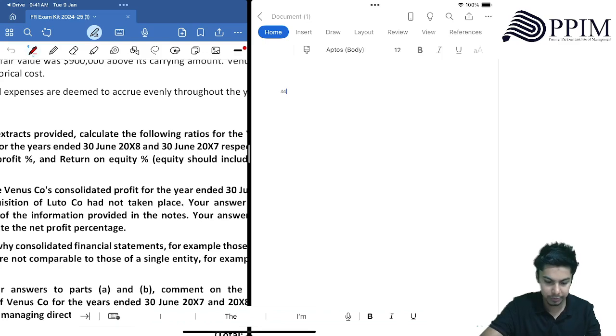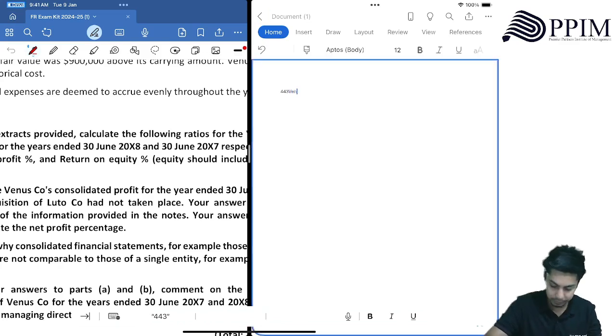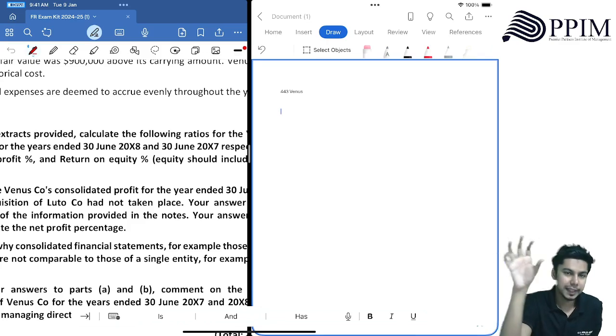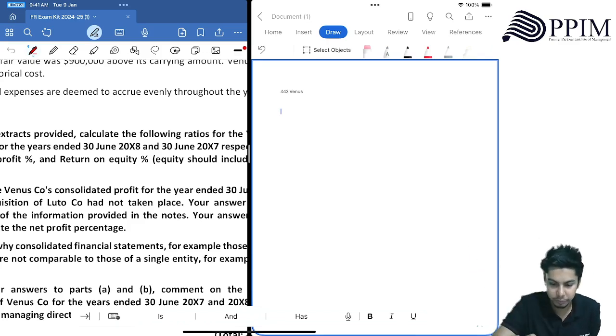So guys, mark it over there. Question number 443, Venus Corporation. If possible, can you just set up a small table kind of thing? But remember, in your exam, if there is a table, they will draw it and give. So there is nothing for you to draw. If there is a table, they will mark that.